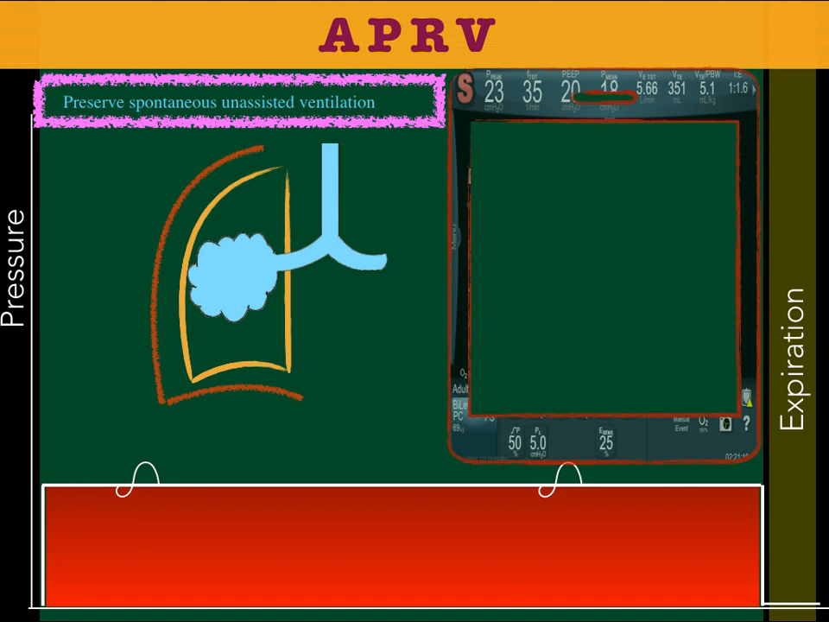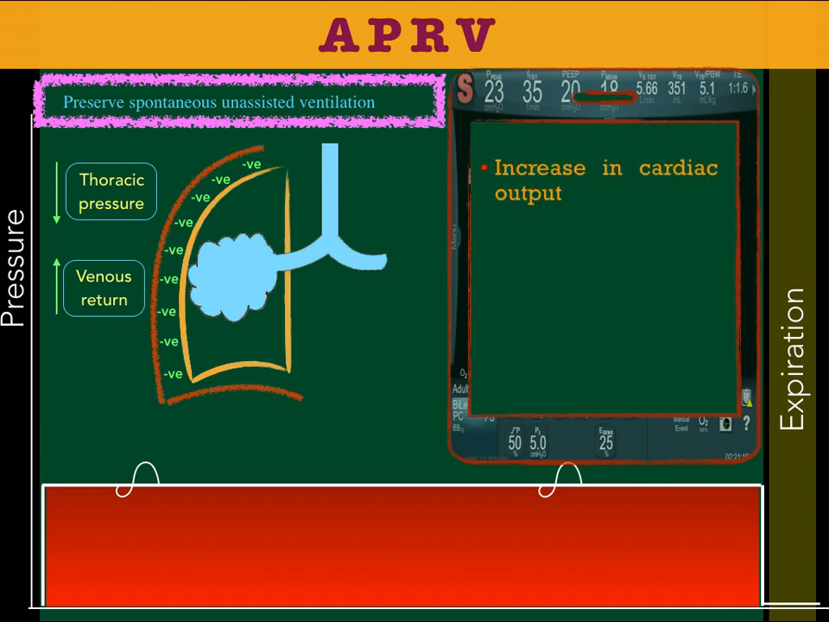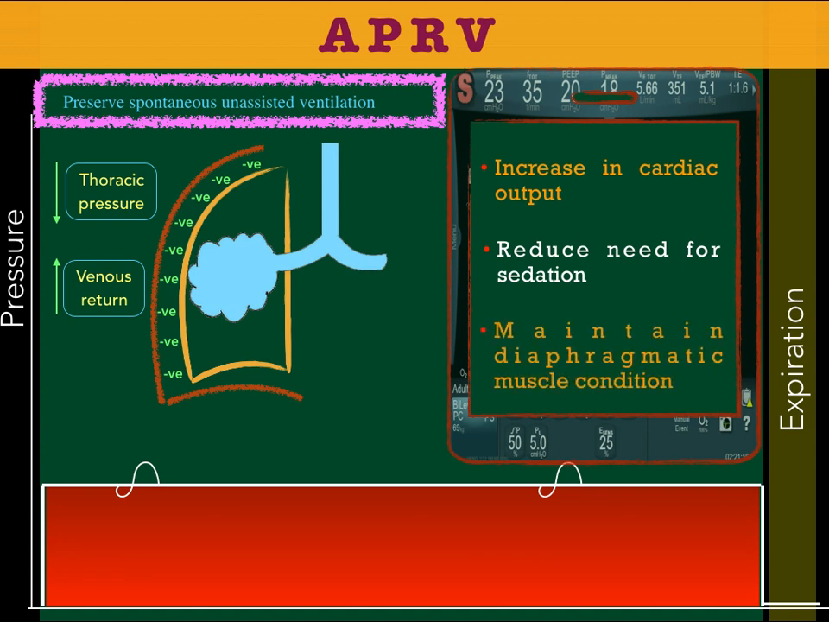Preservation of spontaneous unassisted ventilation will also maintain the normal cyclic decrease in pleural pressure, which augments venous return and improves cardiac output. Furthermore, preservation of spontaneous ventilation reduces the need for sedation and maintains diaphragmatic muscle condition.